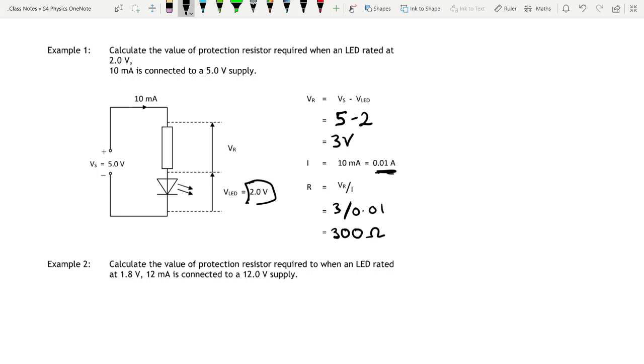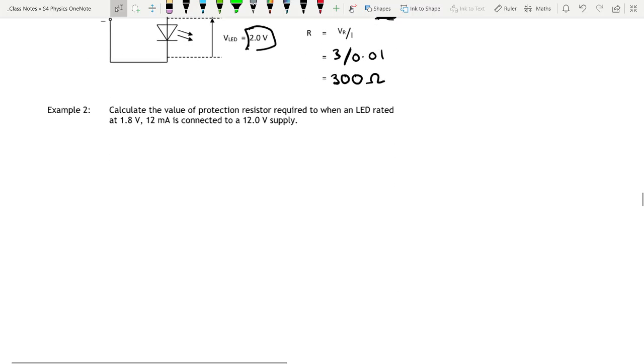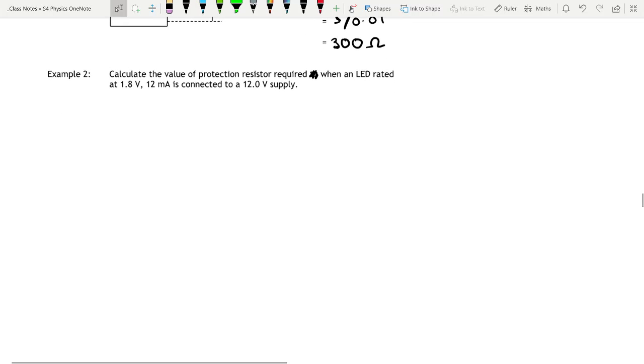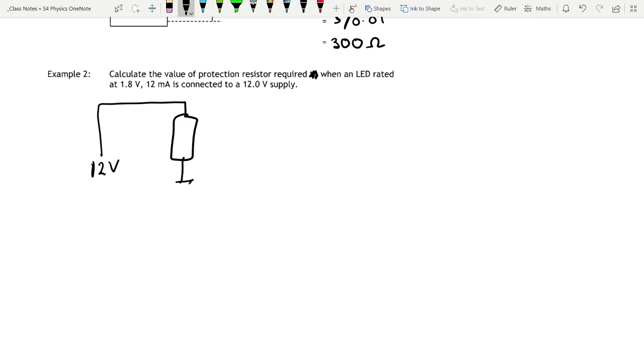Okay, so you've done these types of questions before, like find the resistance of this resistor, but there just might not have been an LED in it. So let's do example 2 together, then I'll get you guys to have a go. So calculate the value of protection resistor required when an LED rated at 1.8 volts, 12 milliamps is connected to a 12-volt supply. Now the first thing to do that will help you is draw a diagram. So it's a 12-volt supply, and we've got a resistor and an LED in series.